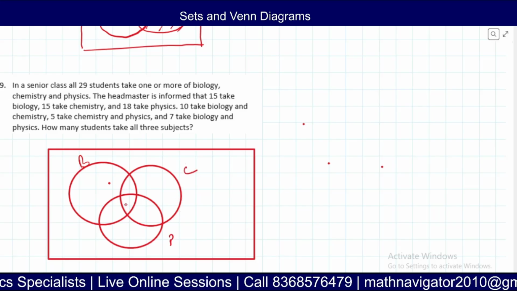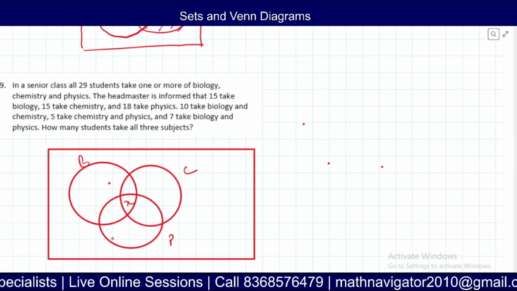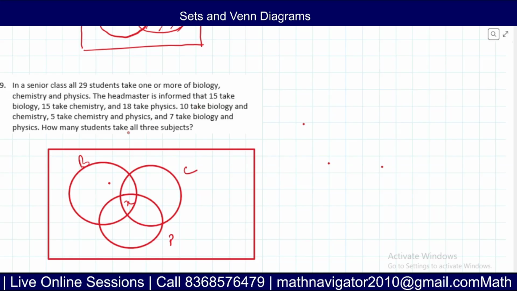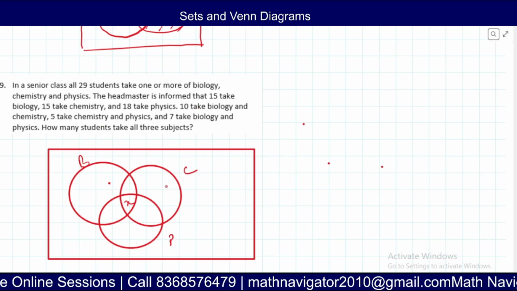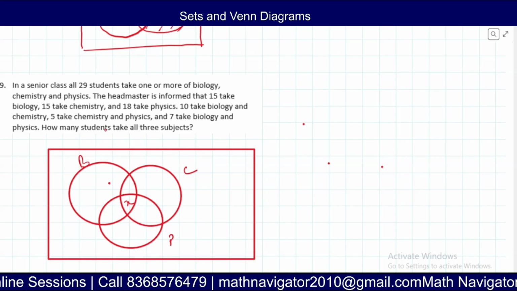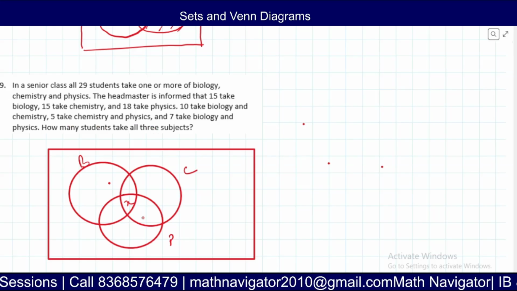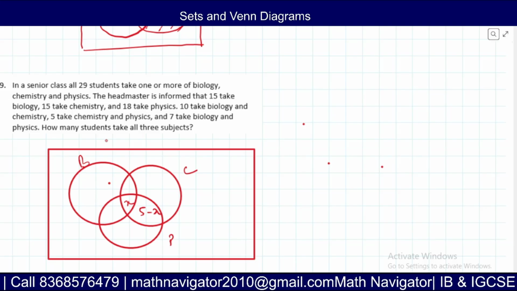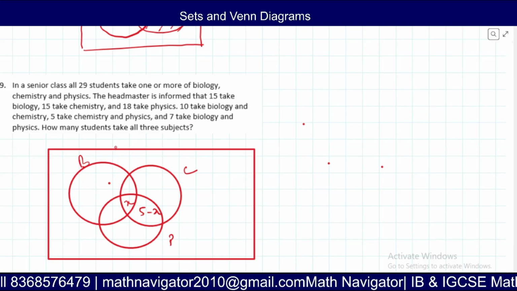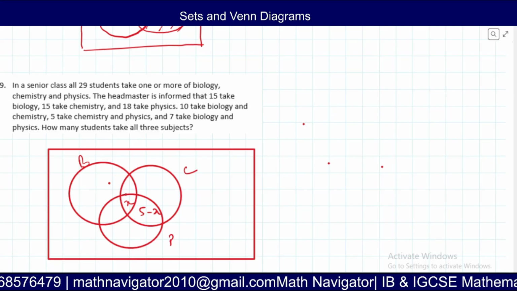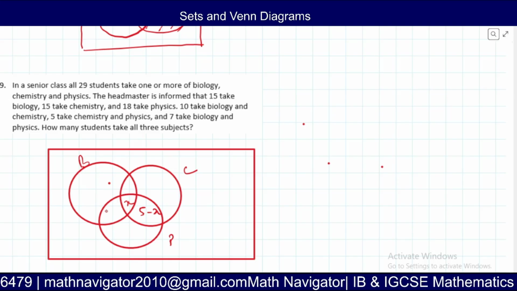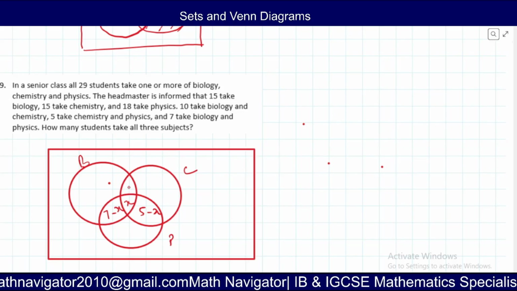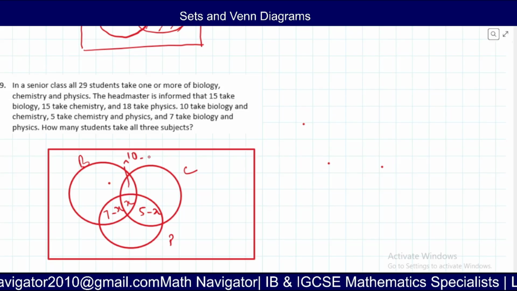So I don't know how many are taking three, so I'll call it X. Then they are saying we have to go from inside to outside. That means 5 take chemistry and physics. So chemistry and physics, this will become 5 minus X. And then 7 take biology and physics. So biology and physics, this becomes 7 minus X. Right. And same way this becomes 10 minus X.